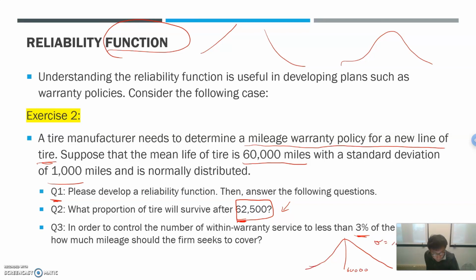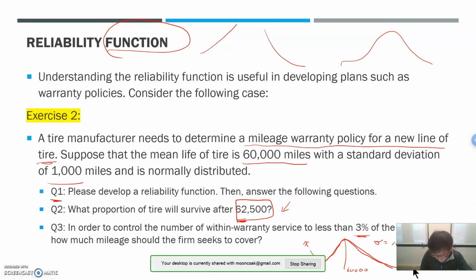Assuming that this is the aggregation of all the tires they release to the market, each tire will have a different failure rate. These failure rates are assuming random. They only like to service less than 3% of total tires they have released to the market. And then what is this point of x? This is very similar to some of the normal distribution problems we have solved in the past. So let's move on, take a look.